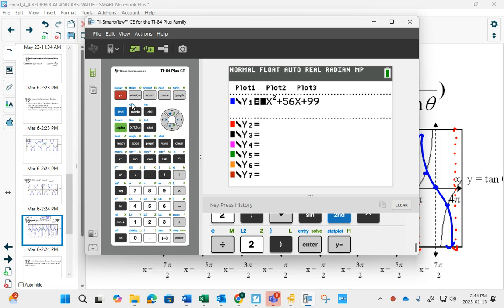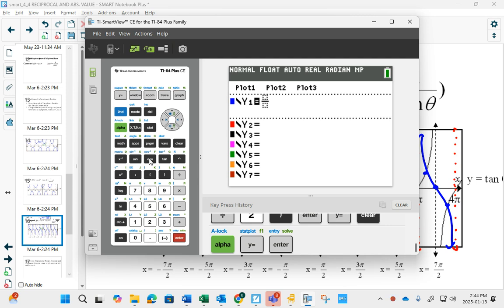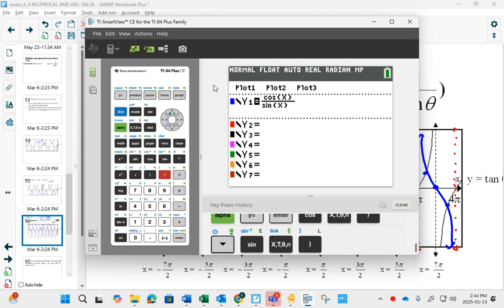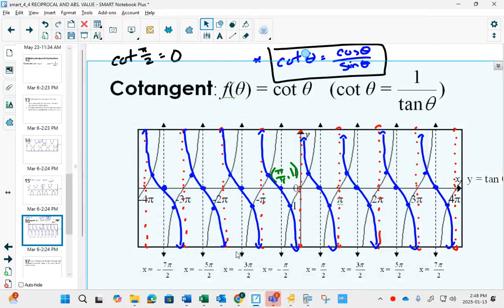If you graph y equals, clear this out, cos x over sine x, and get your cotangent graph. Those are our reciprocal graphs.